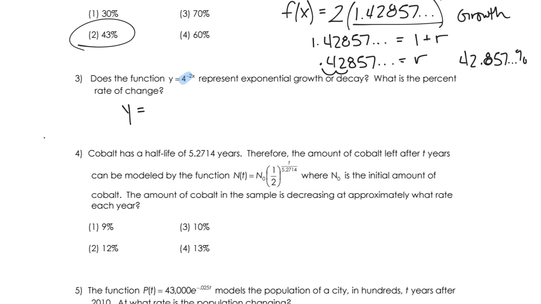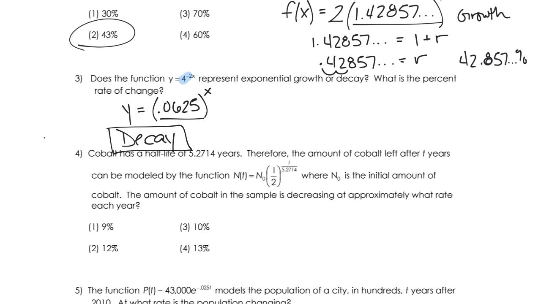4 to the negative second is 0.0625 raised to the x. And now that the exponent is just the x, we can go ahead and look at our base and say, hey, less than 1, greater than 0, this is decay. And that was the first question that they asked.